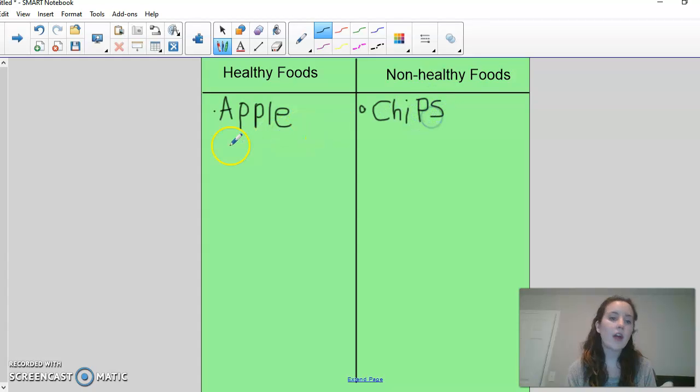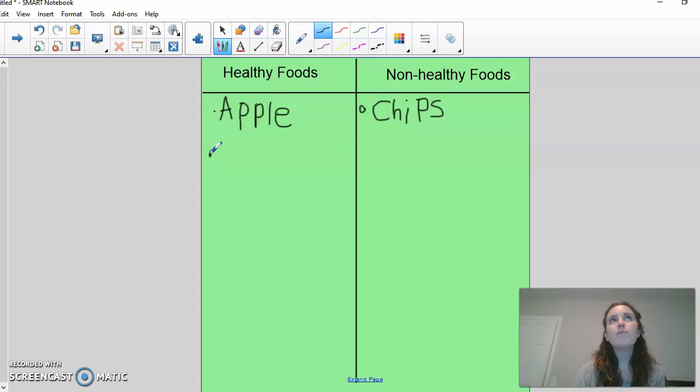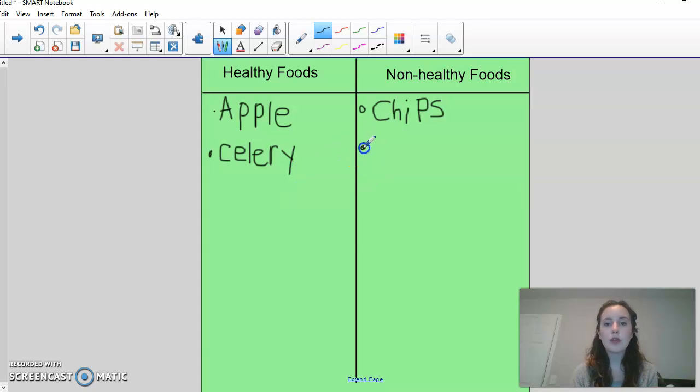Think about another healthy food. I think I'm going to write the word celery. I love celery. Another non-healthy food that's not so great for us, but I also love these things too. Brownies. I love brownies, but they're not so good for us.